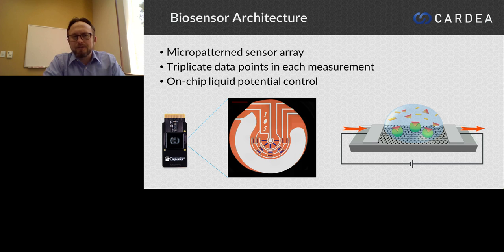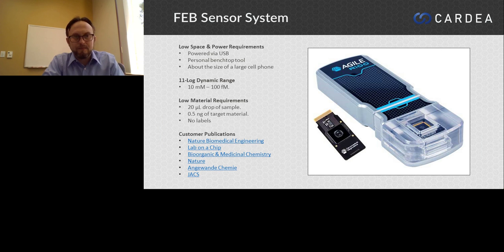And on that circle, there's a micro-patterned sensor array. That sensor array contains the on-chip potential control. As you can see here, those little blue rectangles in the middle of that picture are the sensors. There's 15 of them on every chip. This is where the measurements actually take place. They're pretty small. This is our standard architecture. I'm going to show you some pictures of some of our other chips towards the end of the talk.